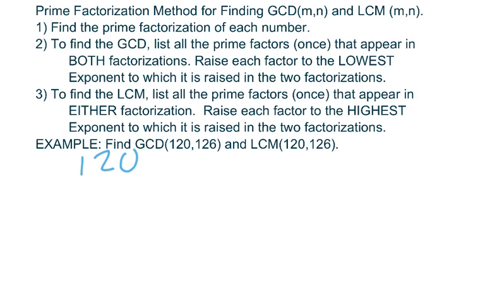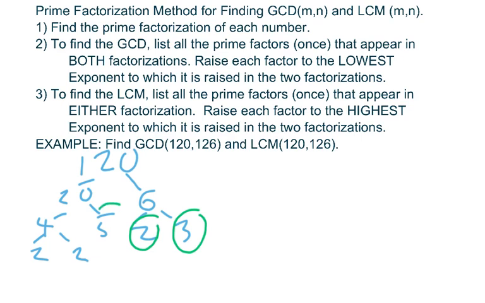So 120, I can think of several ways to factor that, but I'm going to look at it as 20 times 6. 20 factors as 4 and 5. 6 factors as 2 and 3. The 4 factors as 2 and 2. The prime factorization of 120 is the product of the leaves on the ends of the branches of the tree. And I'll write those down when we get to the next slide.